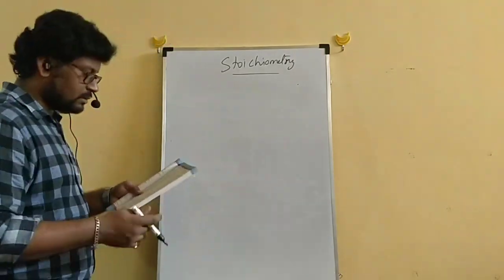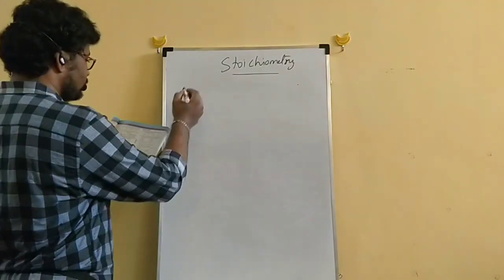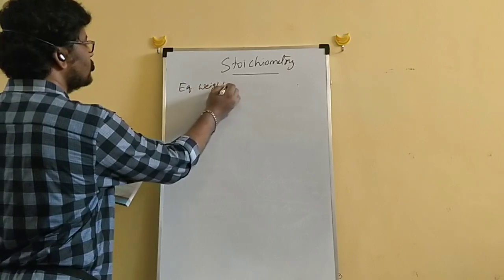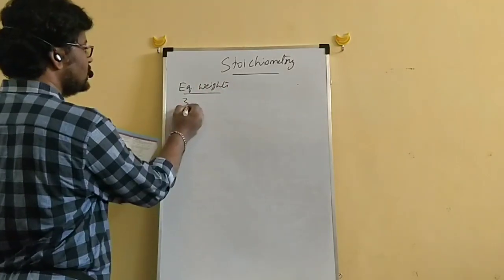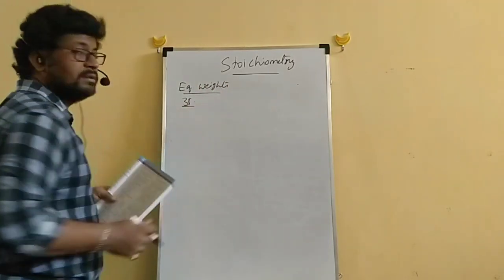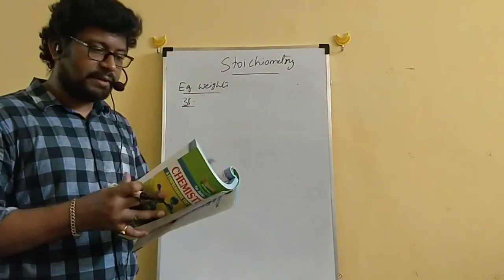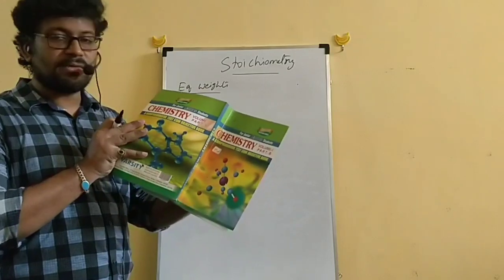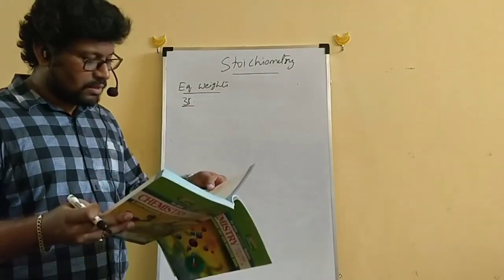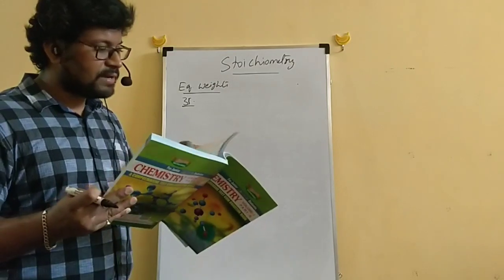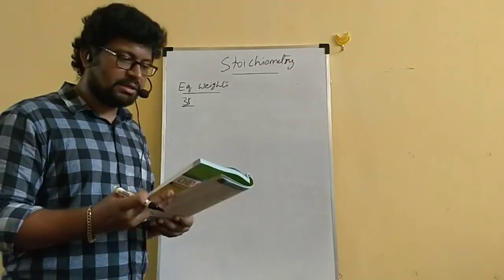Page number 59, under equivalent weights, question number 35. From 35 onwards they gave the problems related to equivalent weights in your material. This is volume 1 part B. We will go through what we are going to get. If there is any difficult thing, we will see that also.